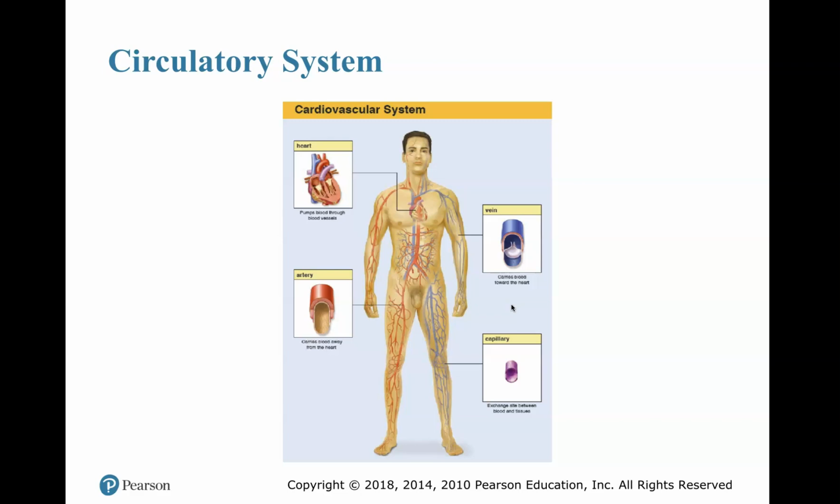And here we go. It's a picture of the circulatory system. It shows you the heart, and then it shows you a picture of an artery, a vein, and the capillary. Remember, arteries carry blood away from the heart, and veins carry blood to the heart. And capillaries are where oxygen and CO2 are exchanged.